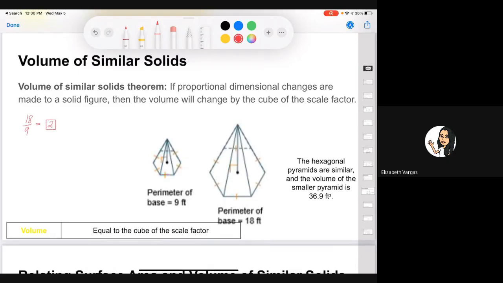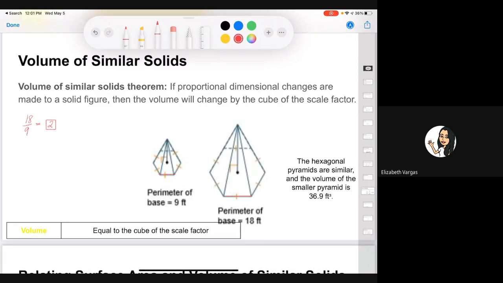So basically from here to here, what I have done is I've increased all of the sides by a scale factor of 2. I've multiplied these sides by 2. That's basically what my scale factor tells me. And the reason I was able to use my perimeter to find the scale factor is because the ratio of my perimeters is going to be equal to my scale factor. So that's why I was able to do it.